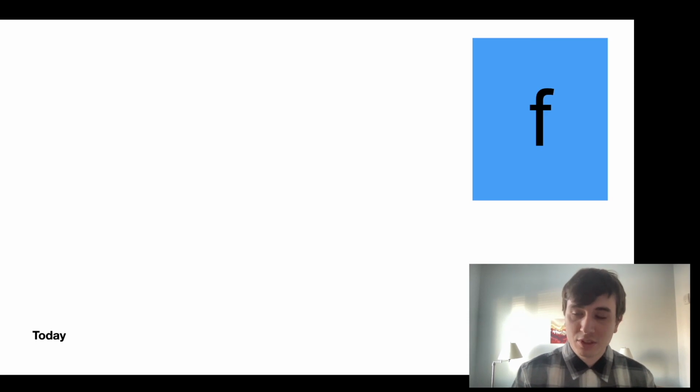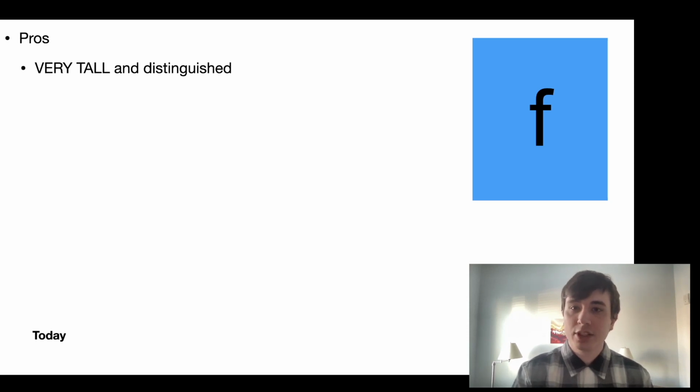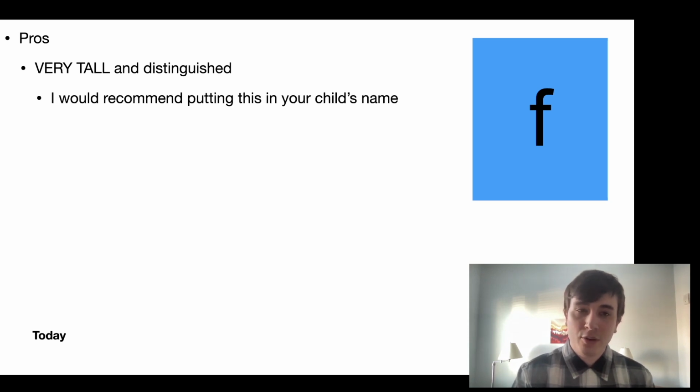F. Here we have F. Pros, it's very tall and distinguished. I mean, I can't say this enough, but F is really tall. Just if you look at the picture, it's really tall. I would recommend putting this in your child's name. I think it goes well in a child's name. If you underline it, which, for those of you who don't know, means you put a little line under it, then it looks really good.